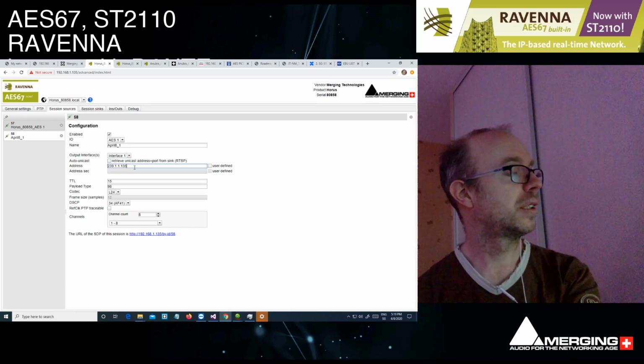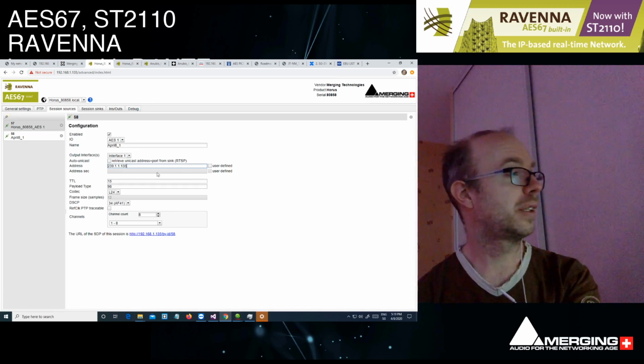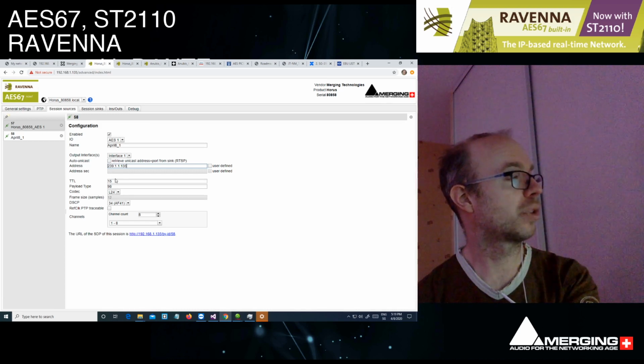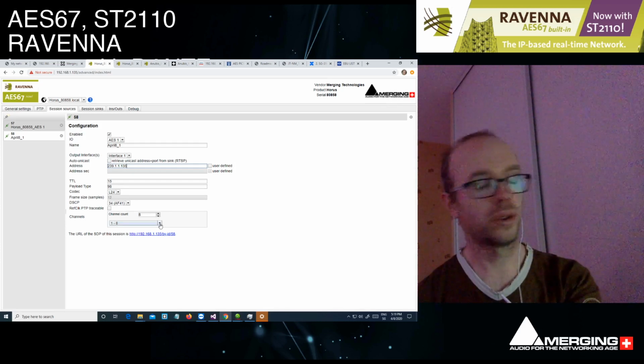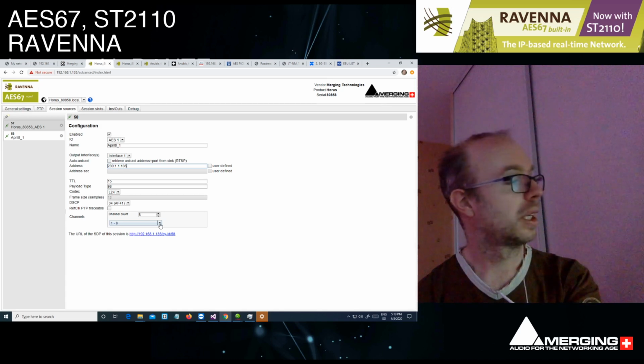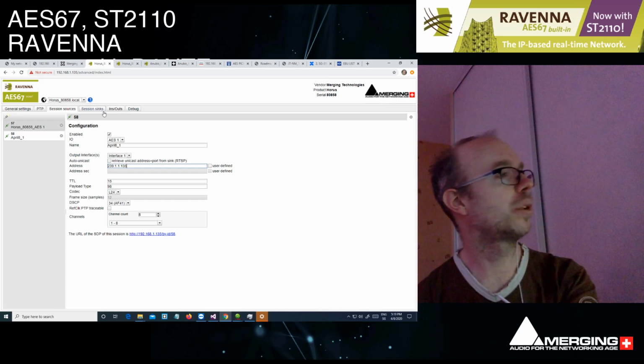And you can set it either automatically, or you can set it manually if you want to choose a specific address. You can also set a number of different parameters manually, and you can set the number of channels you want on your stream. So now I want to connect my stream to another device.